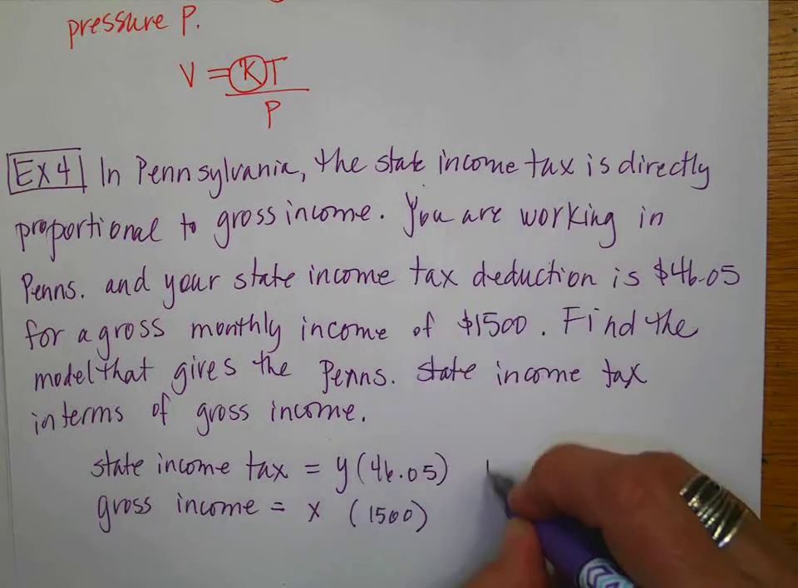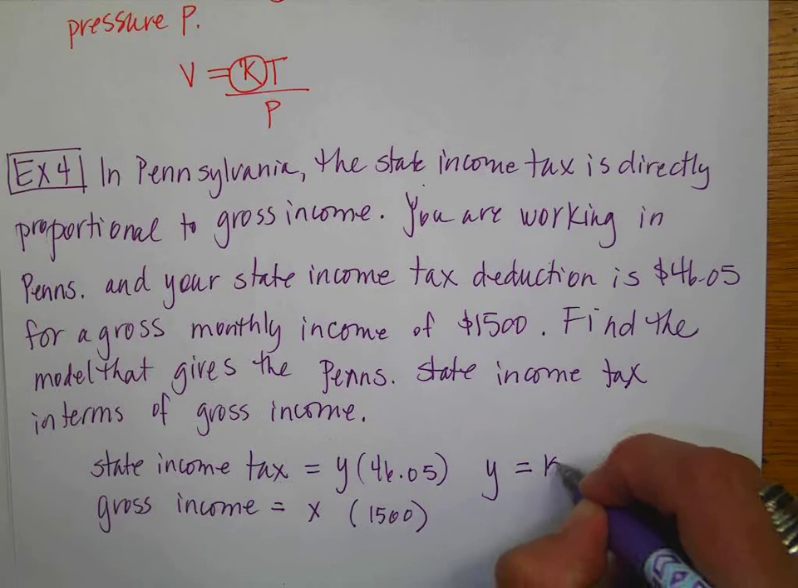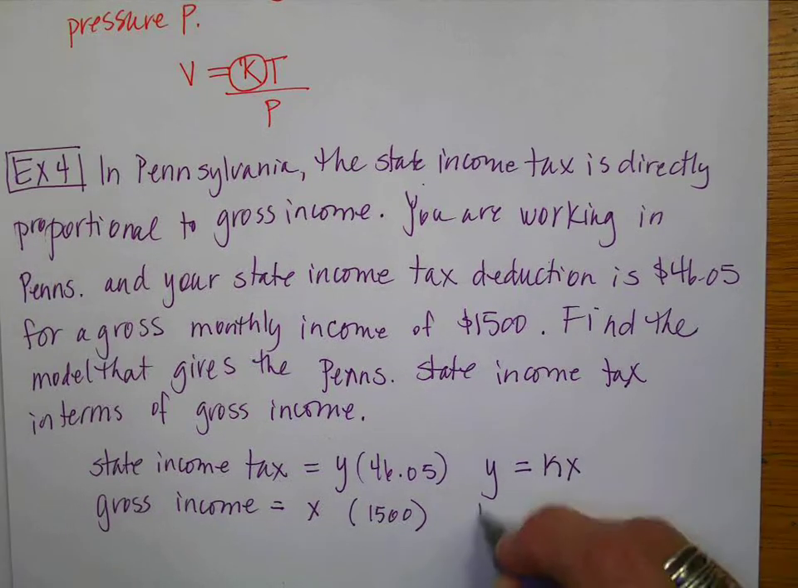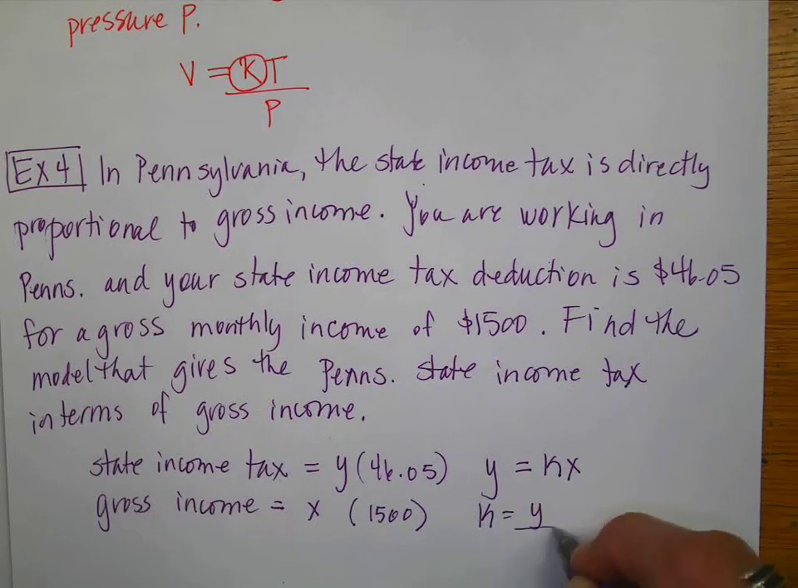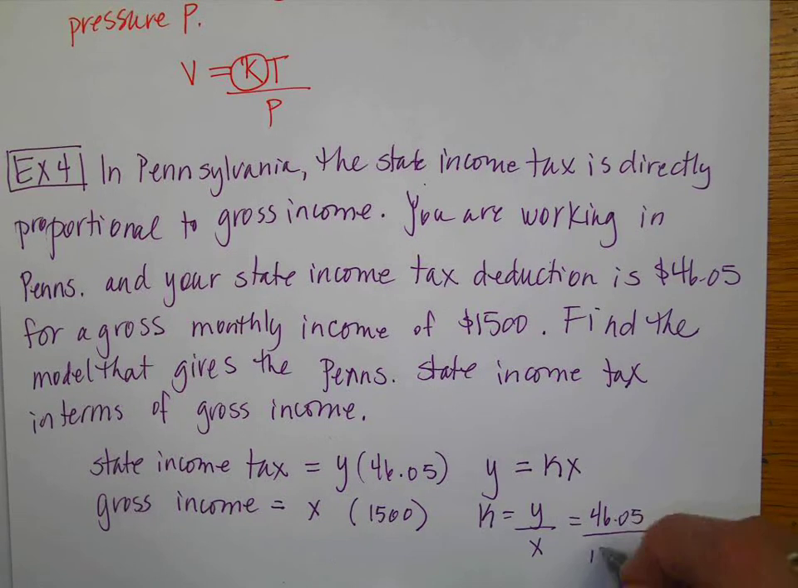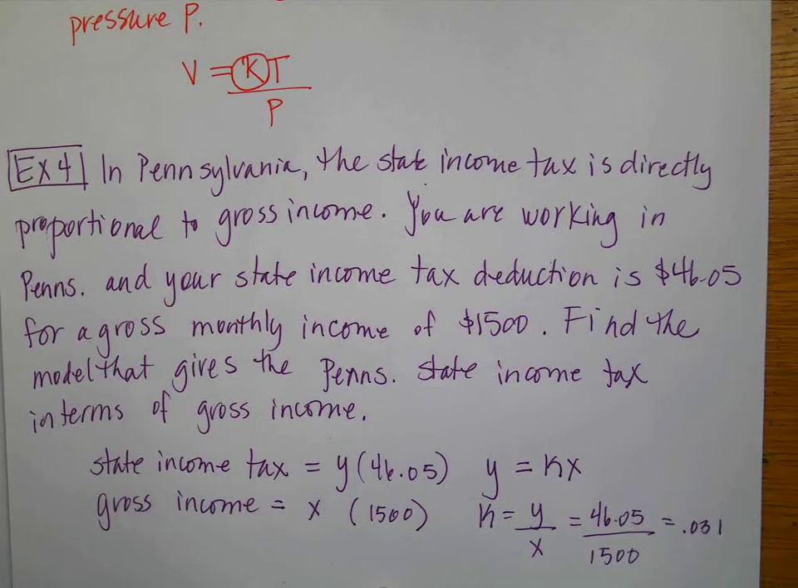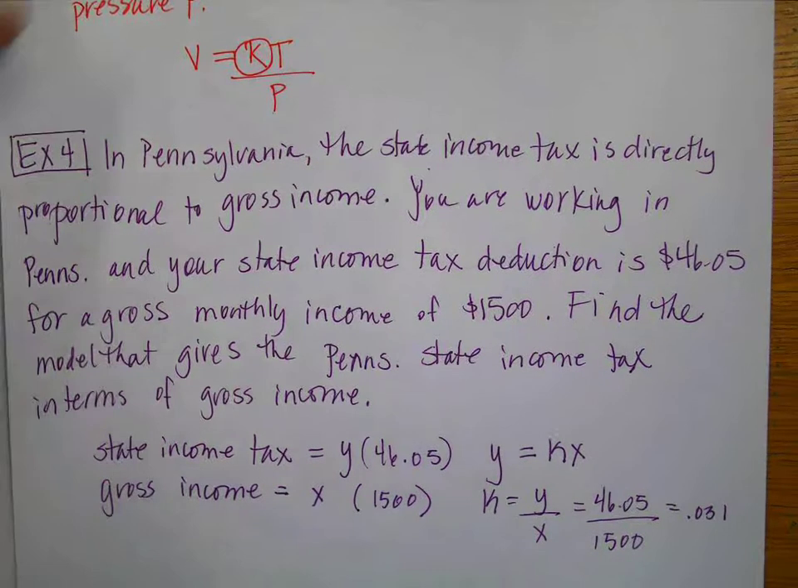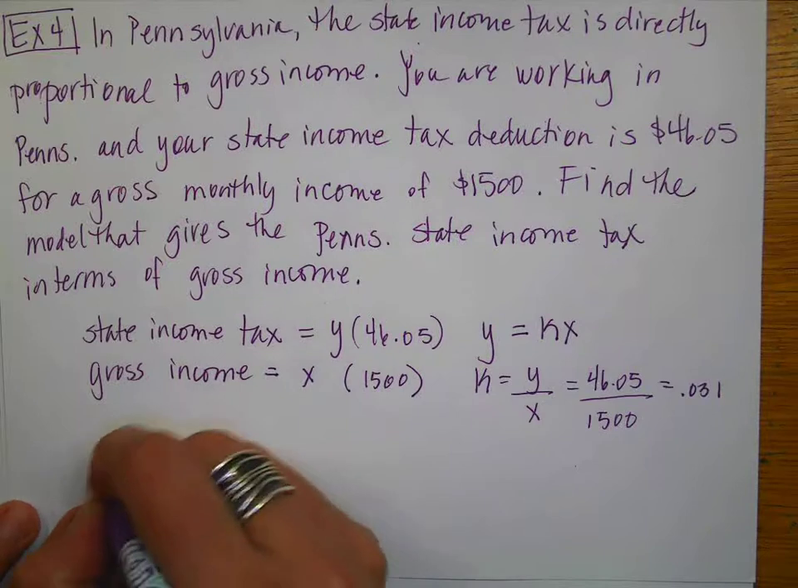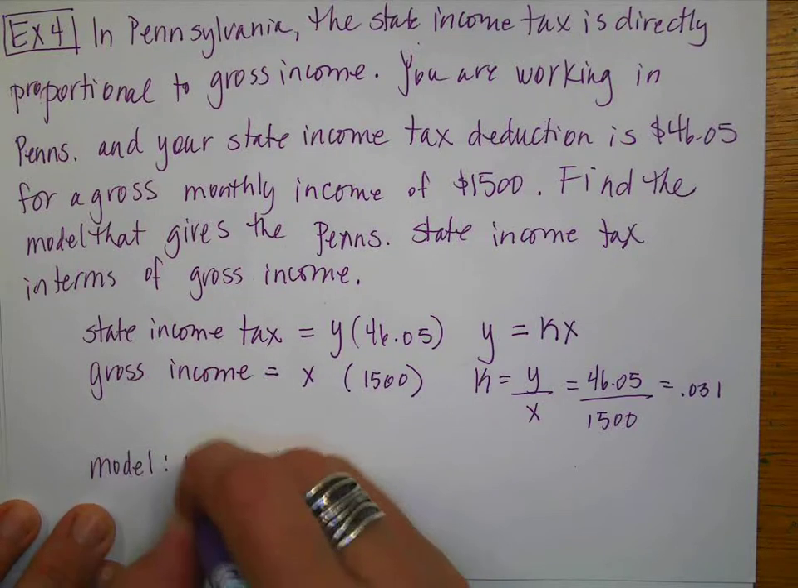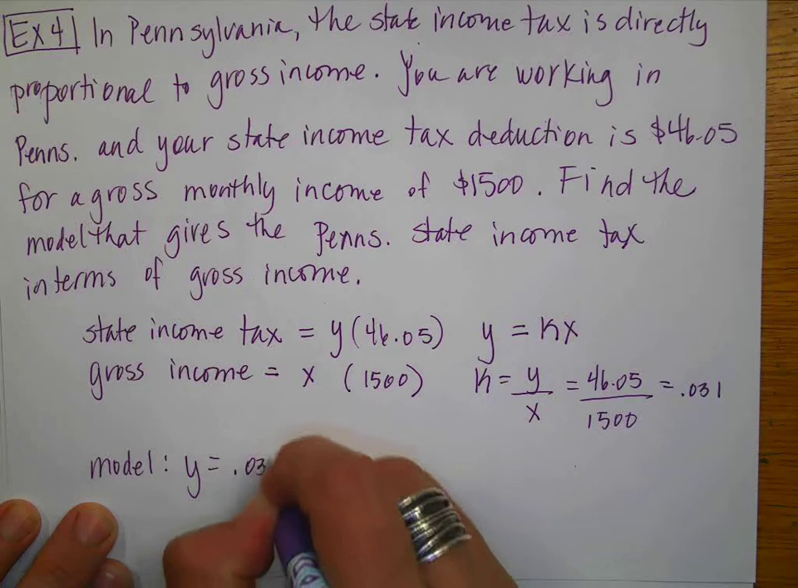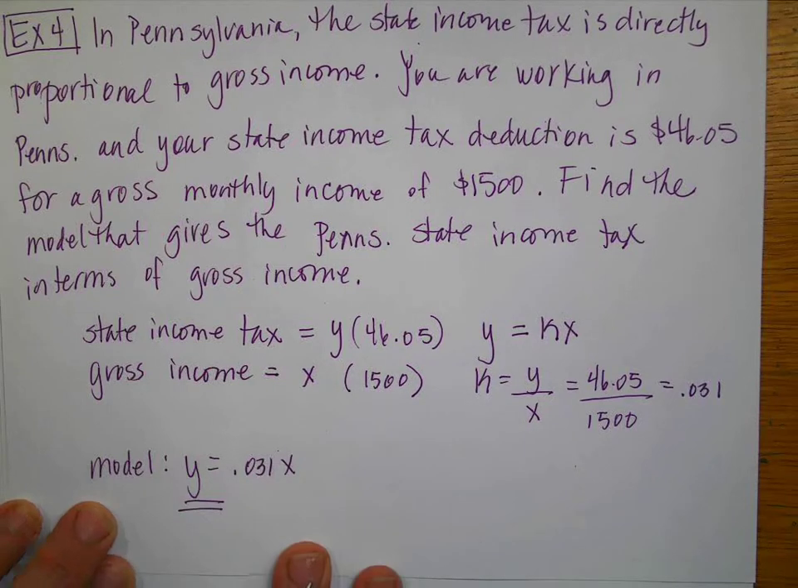Okay. Then I'm going to go back up to the first sentence. It says state income tax Y is directly proportional to gross income. Well, now I can solve for K. So K is just Y divided by X, which is 46.05 divided by 1,500. And if you do that math, you get 0.031. And so since the problem wanted us to write a model, then for my model, I'm going to write Y is equal to 0.031X. And then we're done.